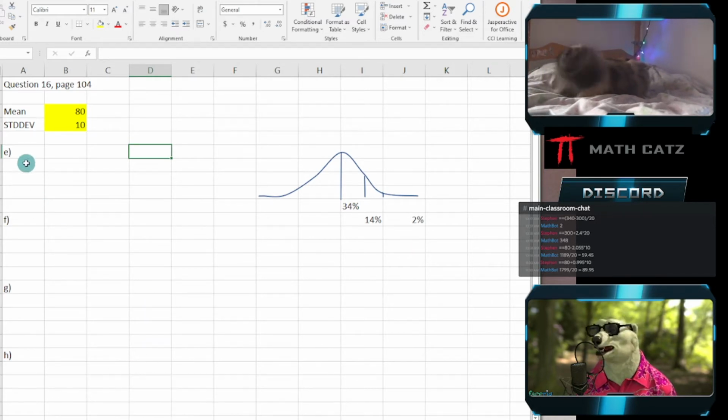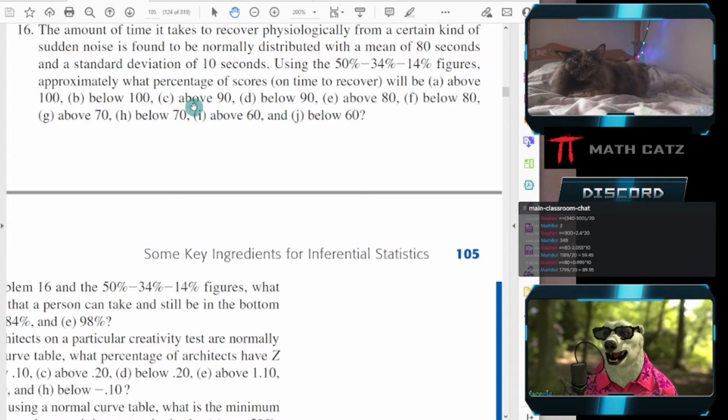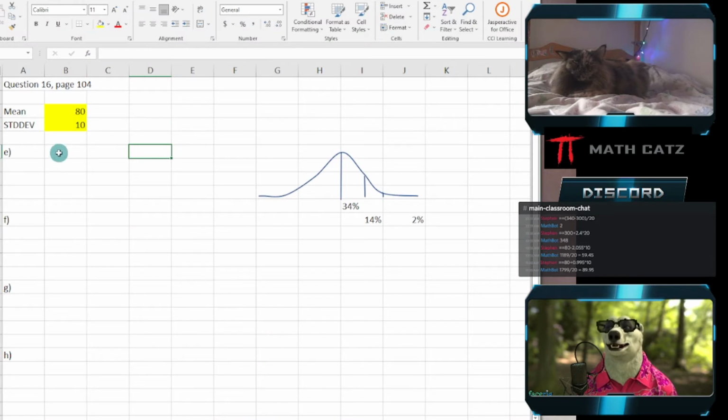First of all, we want to see, well, what's the question? The question is in C, roughly, what percentage of scores will be above 90? I want to convert that 90 to a z-score first.